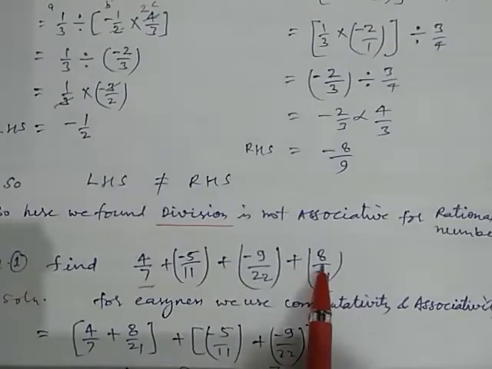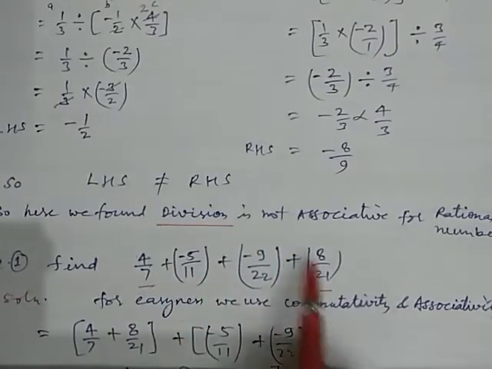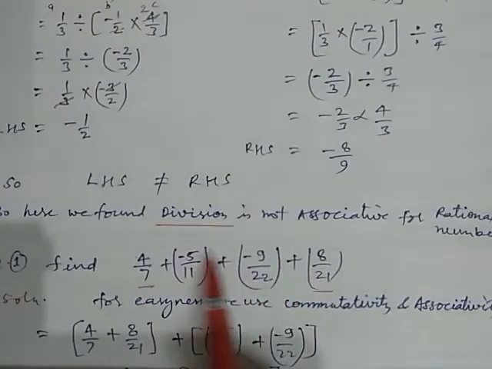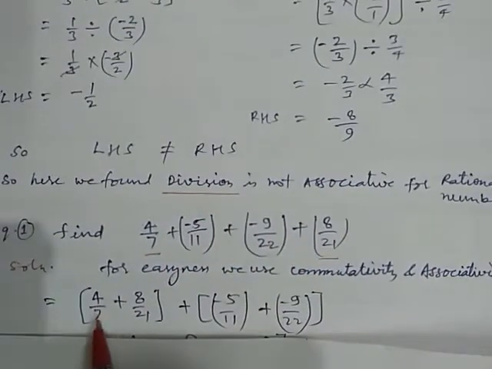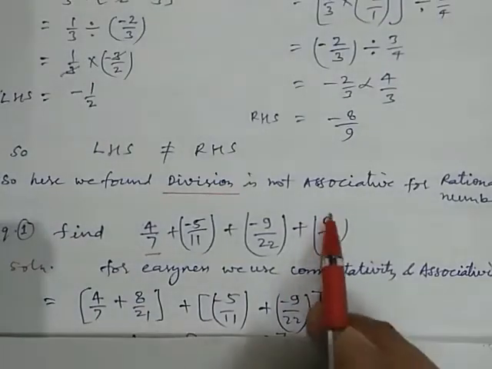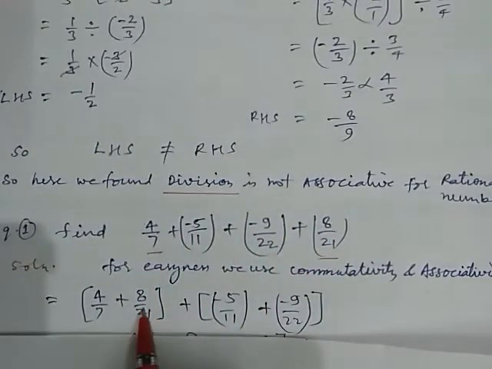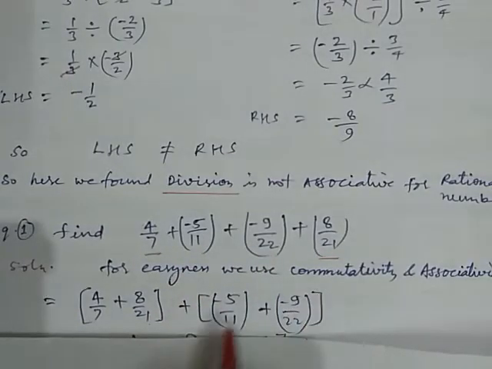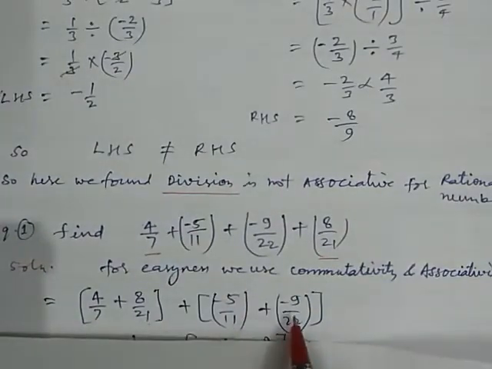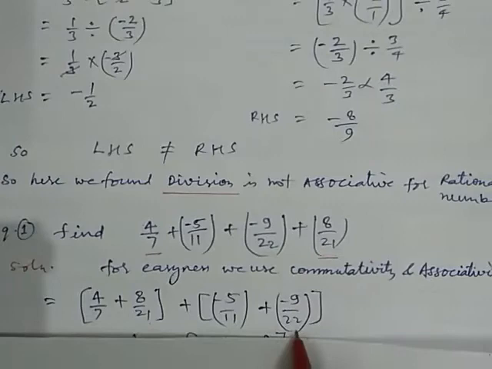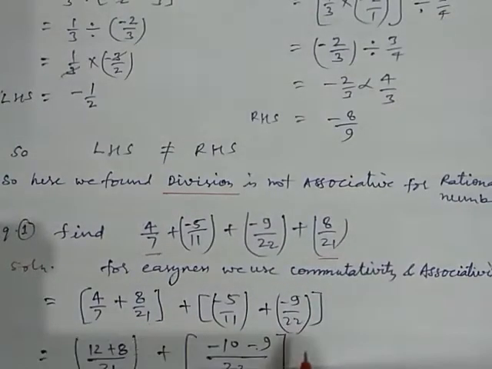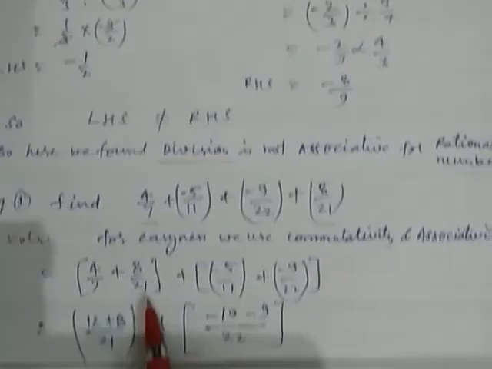So we shift this from here to there. This is commutativity, that is, we change the order. So now 4 by 7 plus 8 by 21. This 8 by 21 is placed here, and both of these terms are shifted toward the right side. Now 4 by 7 plus 8 by 21 and minus 5 by 11 plus minus 9 by 22. Here 22 is the LCM of 11 and 22, so we can solve both of these terms easily.